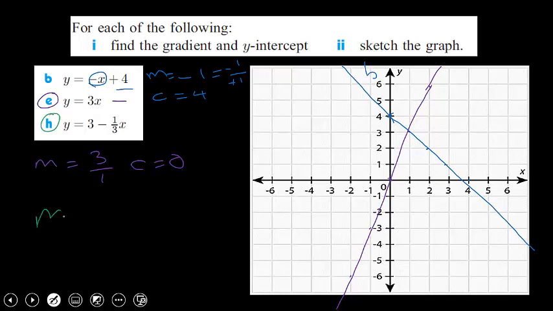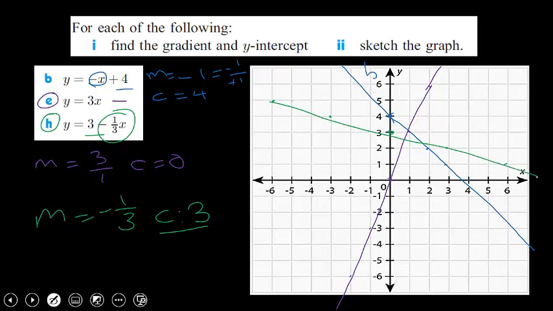Question H, m equals the coefficient for x, which is -1 over 3, and c is +3. So -1 over 3, I start at the point +3 for c. That's where I start. -1 over 3 is 1 down, 3 to the right. So let's go 1 down, 1, 2, 3 to the right. Then 1 up, 1, 2, 3 to the left. So our line will look like that.